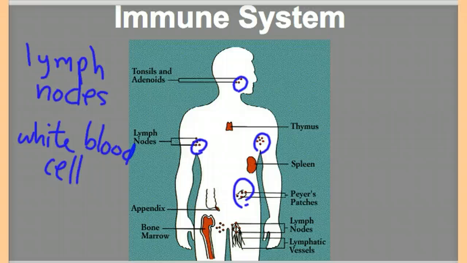So from this slide, what I really want you to understand is that we do have an immune system that fights diseases. Again, I'm going to reiterate this, that it uses white blood cells, also known as leukocytes, and they're found mostly in lymph nodes that are found at various parts of our body.